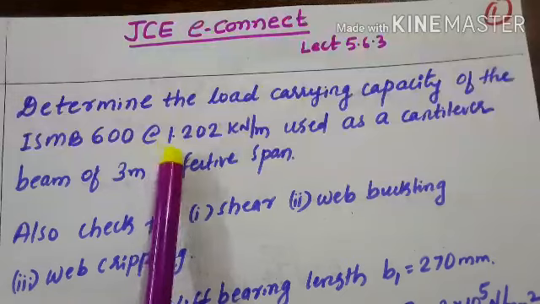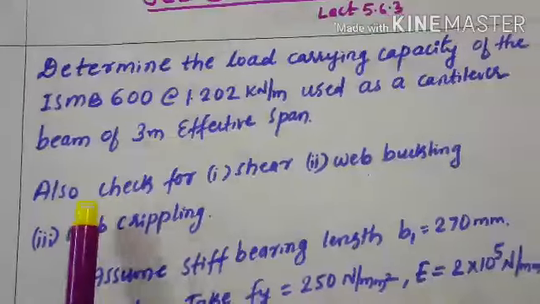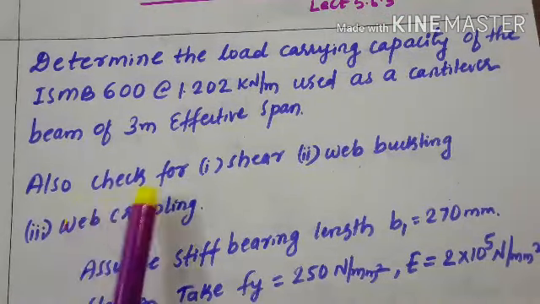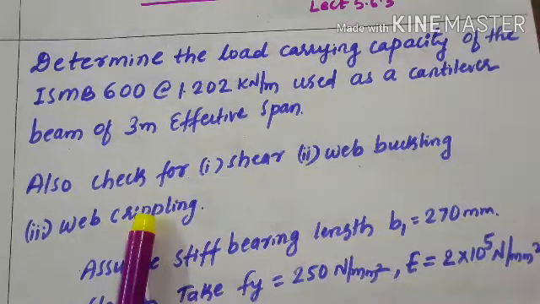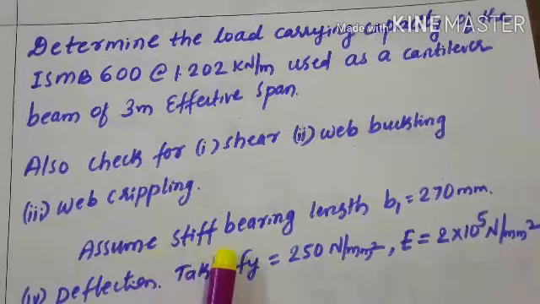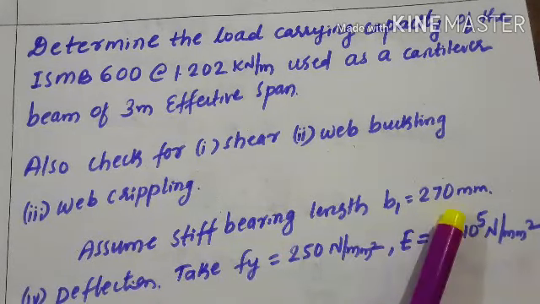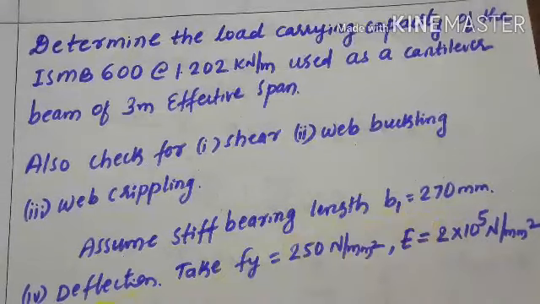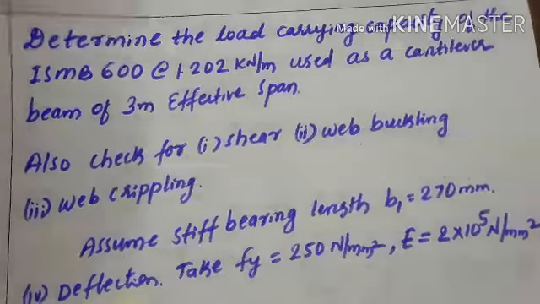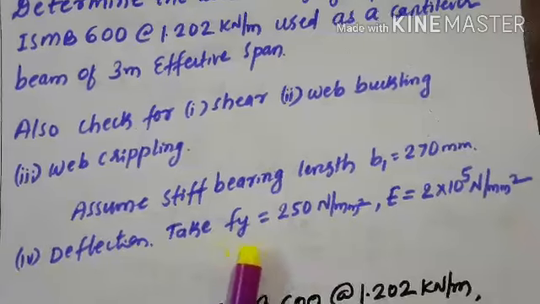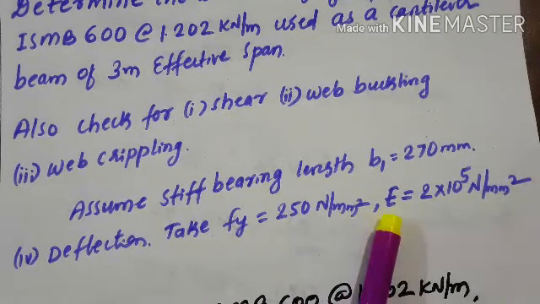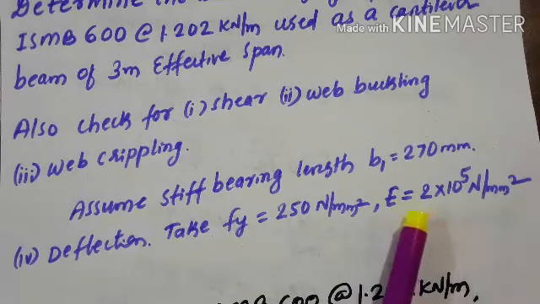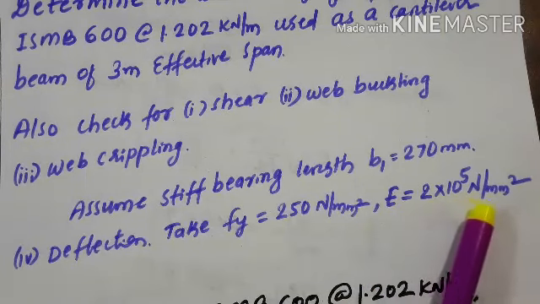After calculating the load carrying capacity, they also ask to check for shear, web buckling, web crippling, and assume stiff bearing length b1 is 270 mm. This is given, and also you have to check for deflection. Take fy 250 Newton per millimeter square and Young's modulus for the given section E equal to 2 into 10 raised to 5 Newton per millimeter square.